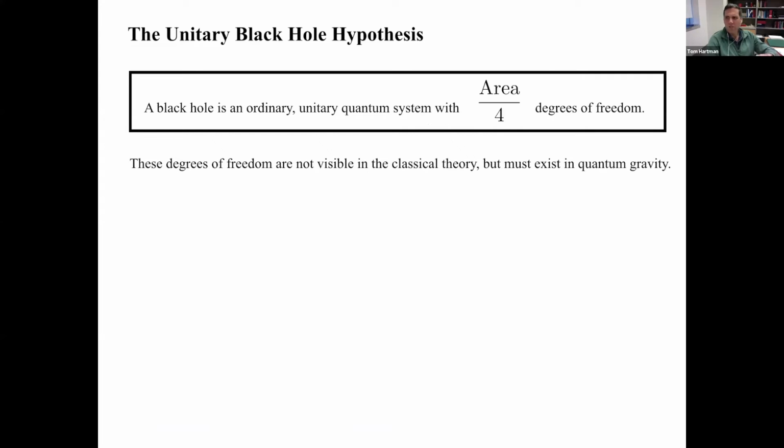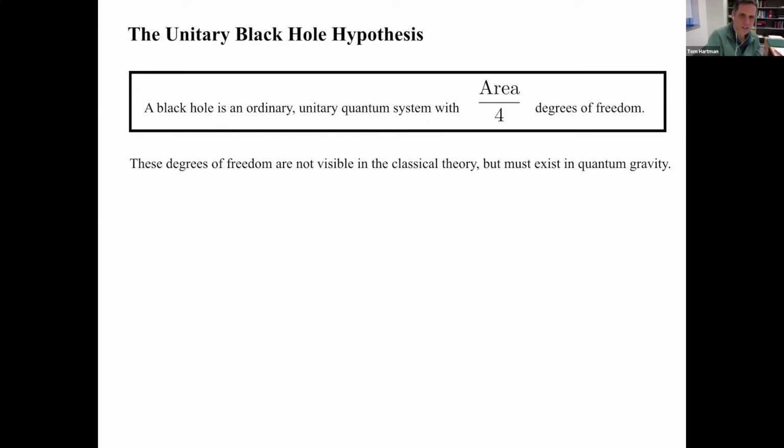The working hypothesis, not the only possibility, but the one that I find most plausible, is that black holes are unitary quantum systems. We don't need anything dramatically new, like a violation of unitarity, but that a black hole is an ordinary unitary quantum system with the number of degrees of freedom given by its area. This is what the thermodynamics of black holes very strongly suggests.